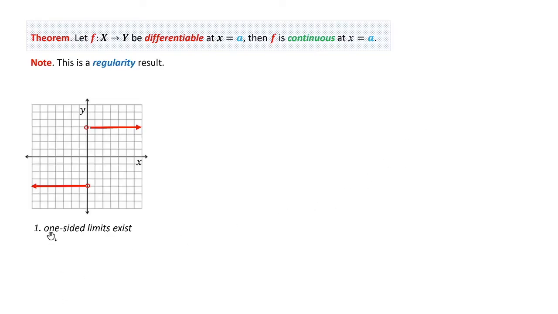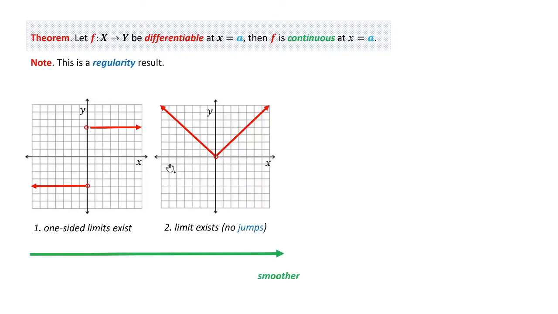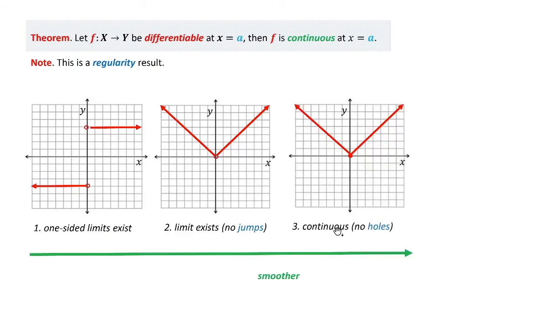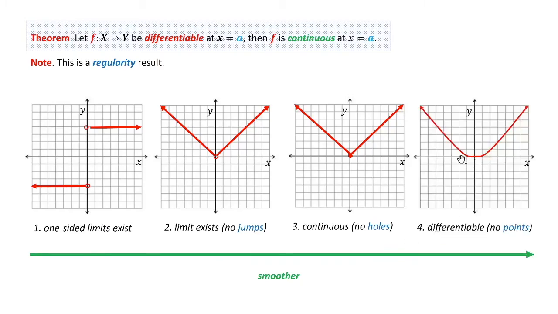Here's your picture. Here's an example again of one-sided limits existing. The one-sided limits exist. We have a jump, but the limit doesn't exist. Here we have the limit from the left and the limit from the right equal, right? There are no jumps, but you see there's a hole here. So this is smoother than this result. Here, we filled in the hole, so we're continuous, right? The limit equals the value of the function. That's how we evaluate limits. And this is smoother, more regular. And differentiability irons out that rough edge.